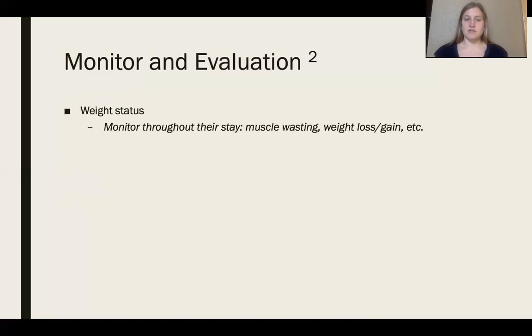Next would be the monitoring evaluation. So looking at weight status, monitoring it throughout their stay. So do they have any muscle wasting, any weight loss, weight gain, etc. Looking at their food intake during their hospital stay. So sometimes dietitians may do a calorie or protein count to ensure that they're getting adequate calories as well as protein throughout their stay. Looking at how much of a meal they are eating, so certain types of percentages that we may have some people track.